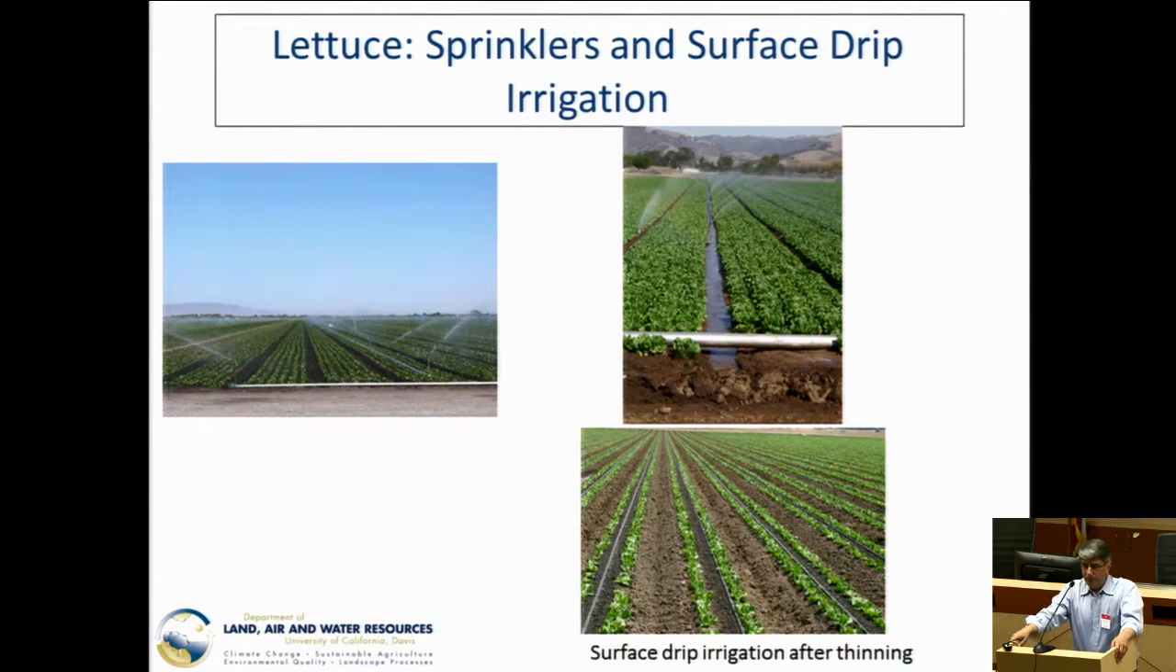We also looked at a different irrigation method in lettuce. Lettuce is typically either sprinkler irrigated, or sometimes growers use sprinkler irrigation to germinate the crop, to bring it up, and then after thinning they roll out a drip tape as surface drip. That's shown on the right in the bottom picture. And then for the remainder of the season, the crop is irrigated with surface drip, and also fertilizer is applied through the drip lines. And we hypothesized that the combination of sprinkler and drip would lead to lower emissions.